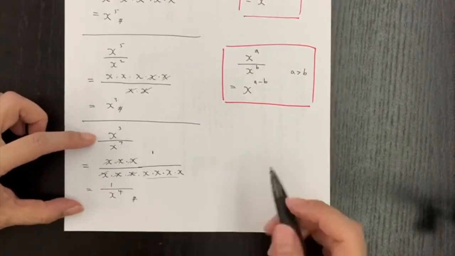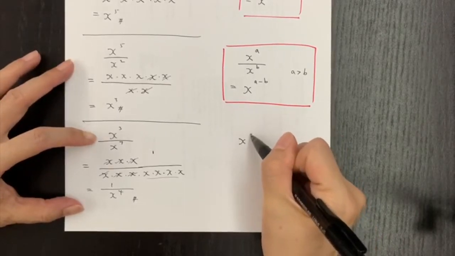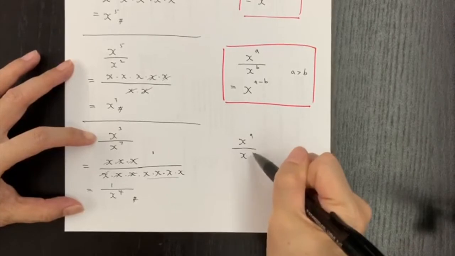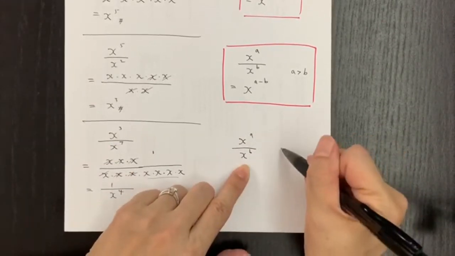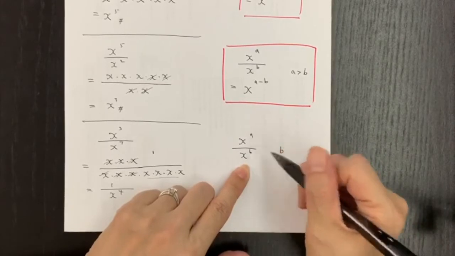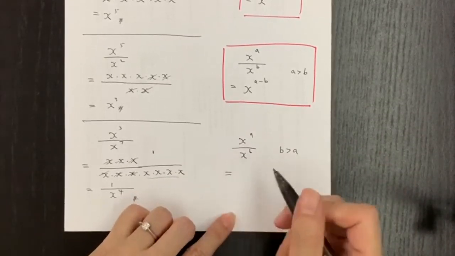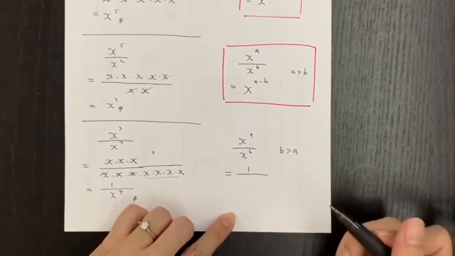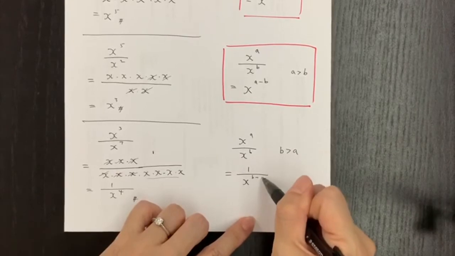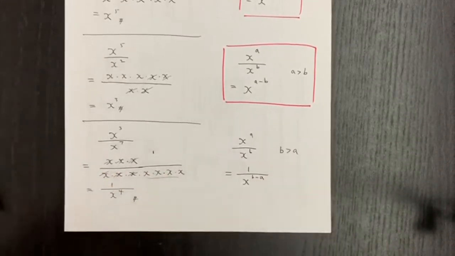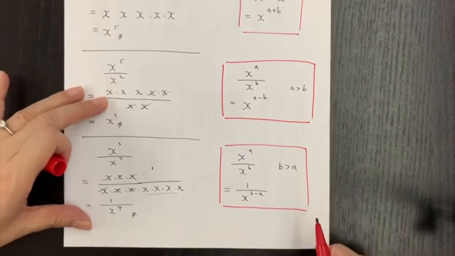Okay, so therefore we have another one. If we have x to the power a over x to the power b, however this time which one is bigger? We have b at the bottom here, which is bigger than a on top. So the answer will be 1 over x to the power b minus a. So this is another law of index.